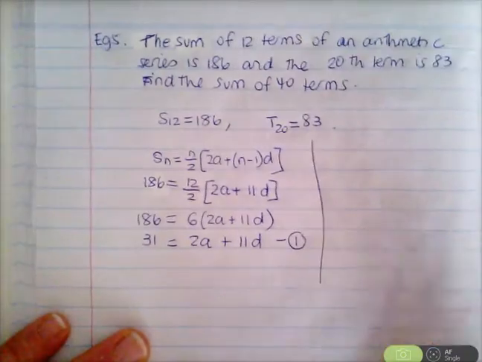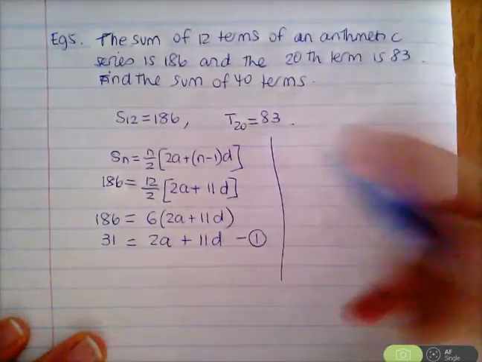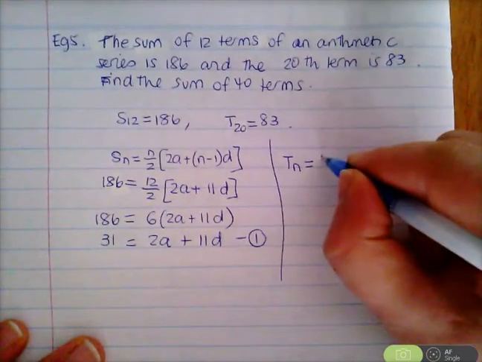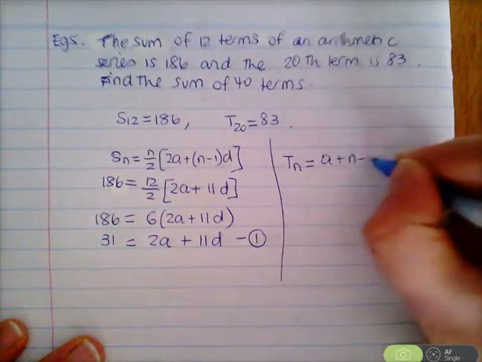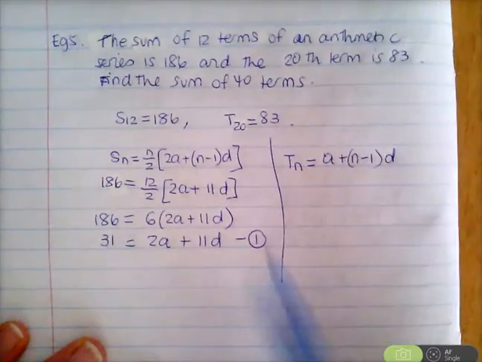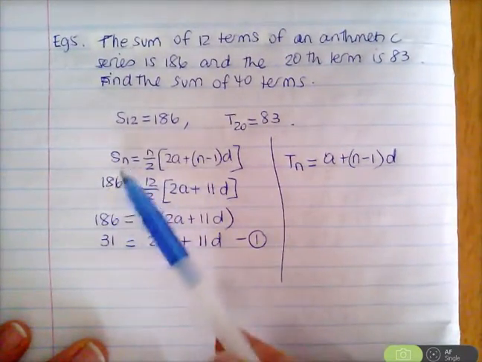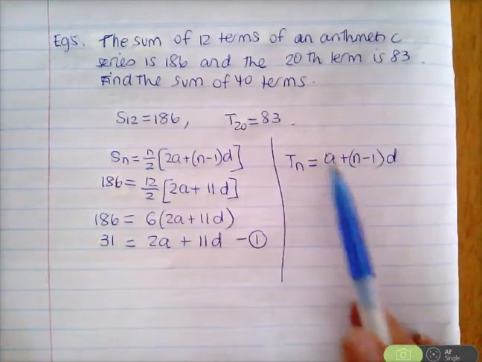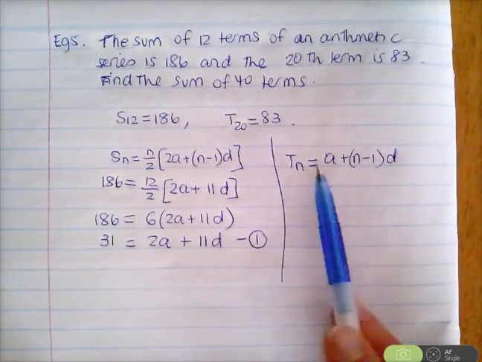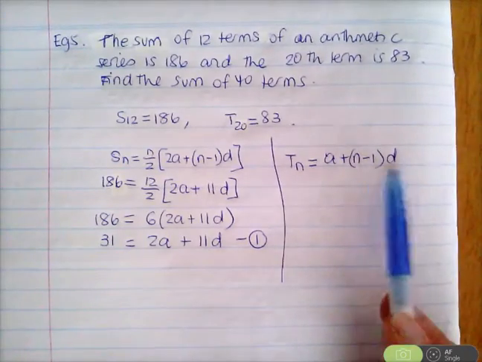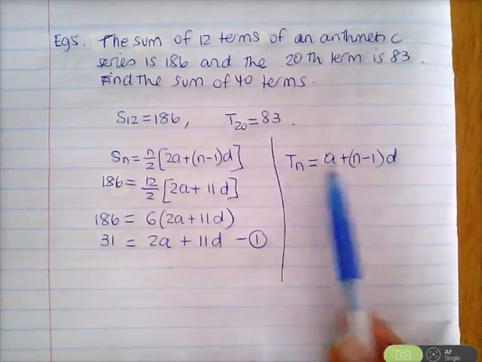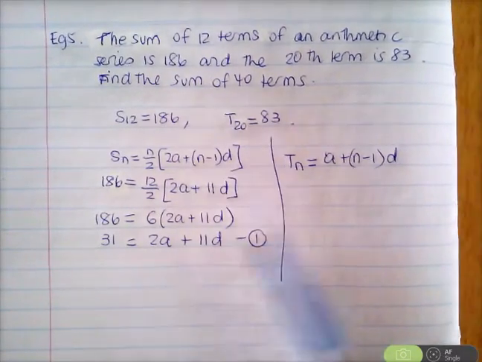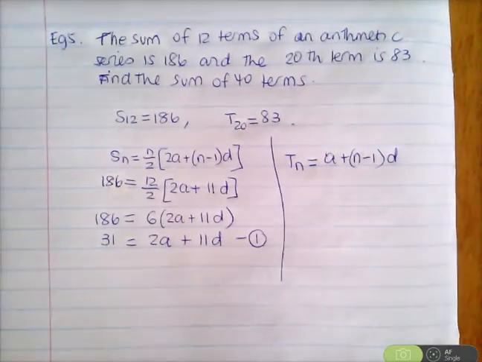Now, looking at this other bit of information that the 20th term is 83, we know that Tn equals a plus (n minus 1)d. Now, we do have two options here for the Sn. It's n on 2 (a plus l). But because we know the Tn formula doesn't have an l, it's just Tn equals a plus (n minus 1)d, it's best to use the formula with the a and d here so that we're going to form two equations with a and d and therefore can solve simultaneously.